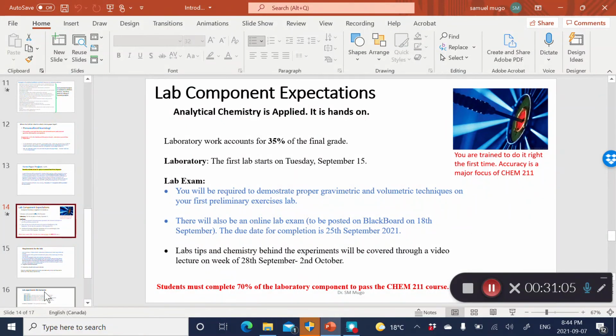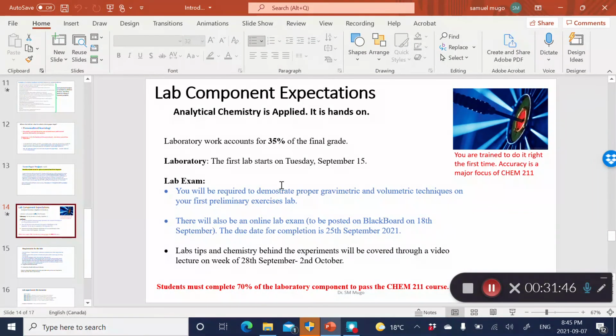So the lab component, as I've said, accounts for 35%, 5% of which comes from the online lab exam. And I've already posted the manual on Blackboard. And so take note of when you're supposed to come into the lab. I've posted the schedule for you. Take note of when you're supposed to come into the lab on the schedule that is posted for you on Blackboard. Take note of this, the lab component for all the labs that you guys are going to do, and I think there are 4 or 5 of them.